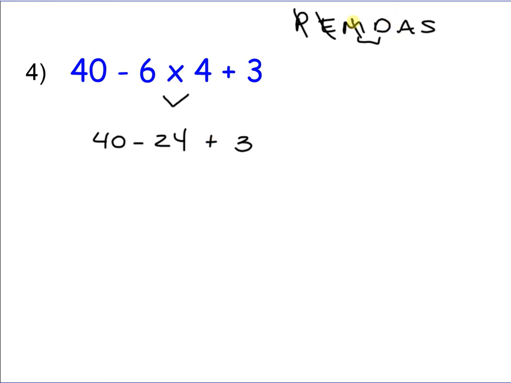I've now taken care of all of my multiplication and division, so now I have my addition and subtraction in order from left to right. So 40 minus 24 is going to be 16, and I rewrite the rest of the problem. 16 plus 3 is 19, and that is the answer to your problem.